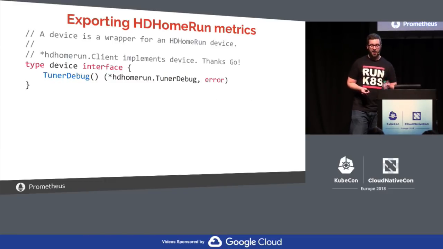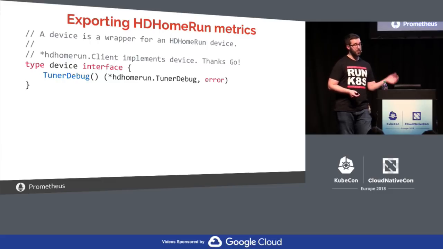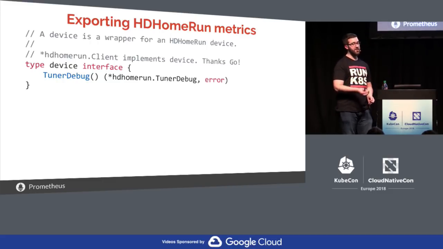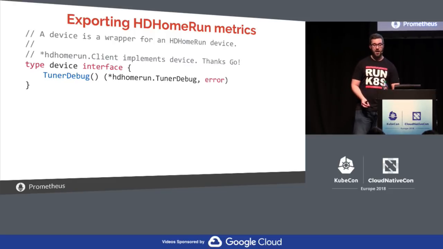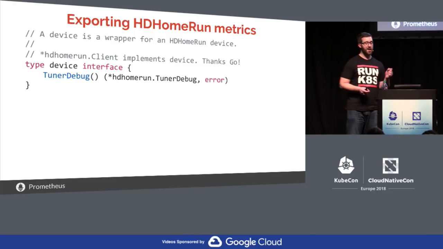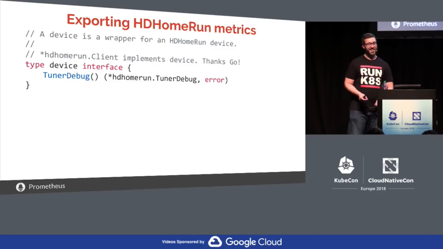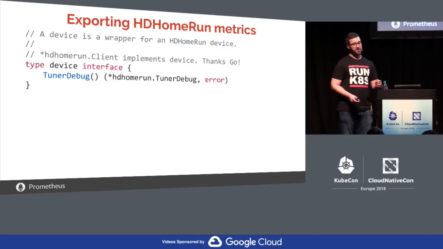As it turns out, our HDHomeRun client can do most of the work for us, actually. So we create this device interface here, and it's going to wrap the HDHomeRun client type, and it has the same method signature as our HDHomeRun client. So by the rules of Go, the HDHomeRun client type implements our device interface.